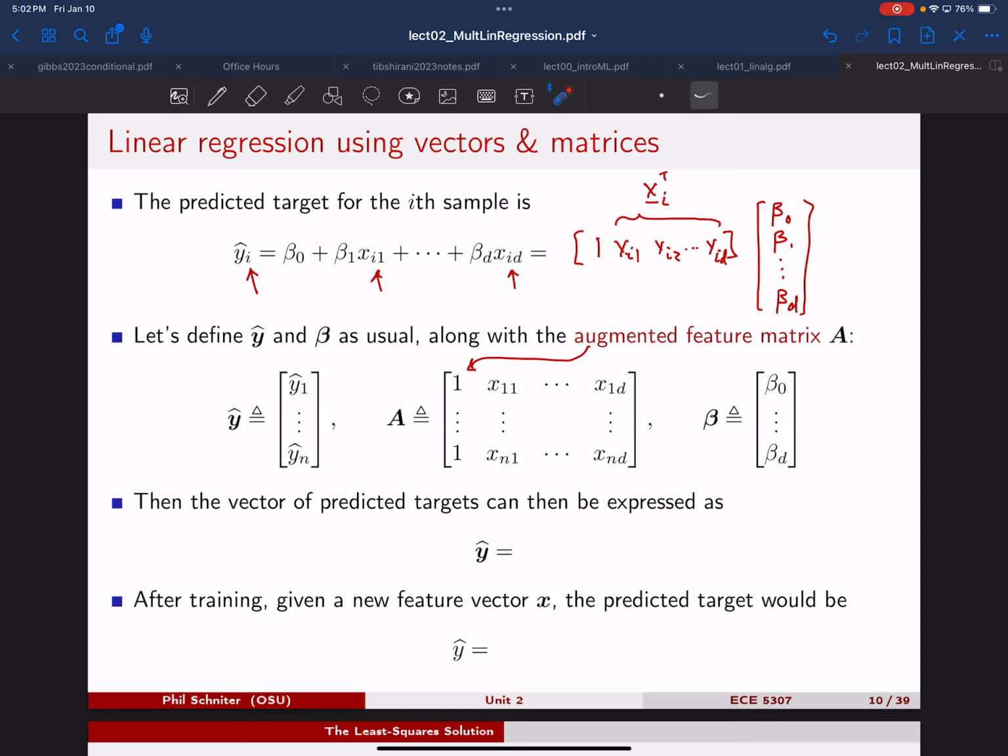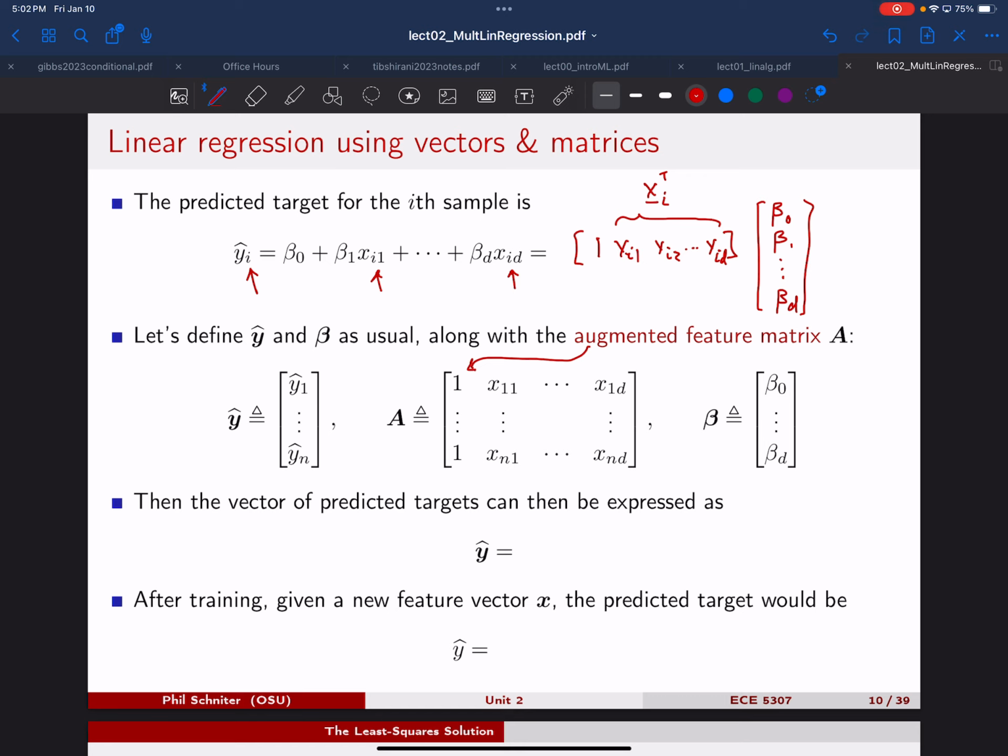Okay, so now that I have these quantities defined, I can write the y hat vector very compactly. So let me ask, is Ji Yuan Chen here? Yeah. So how do I write this in terms of these quantities? I think it would be like beta times A.